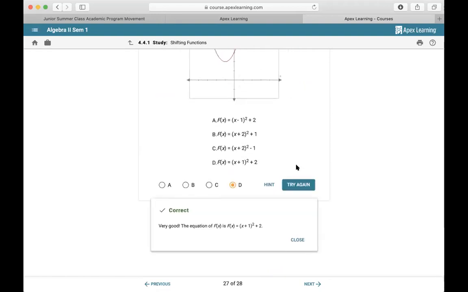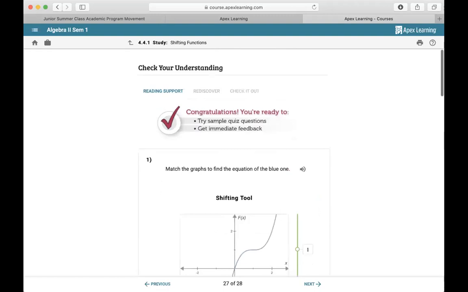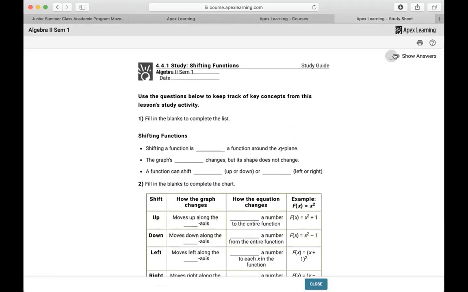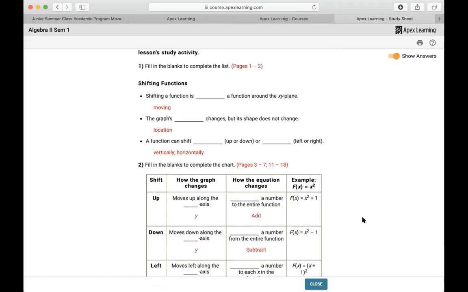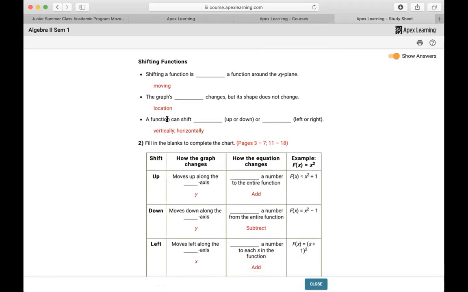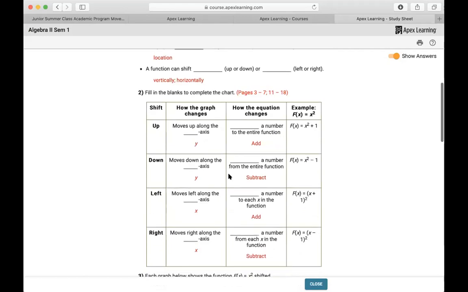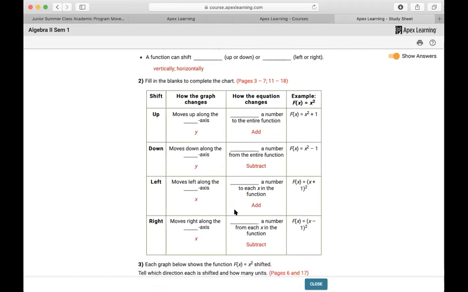And then to briefly go over the next couple of things here for your study guide. Shifting a function is moving a function on the xy plane. Our normal graph's location changes, but the shape does not. So we can move a function vertically, up or down, or horizontally, left and right. These here are things that you've got to just know how to do. So if we're shifting up or down, that's on the y-axis, and left and right, that's on the x-axis.